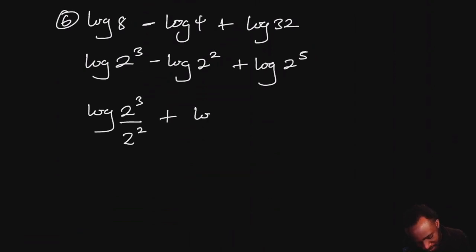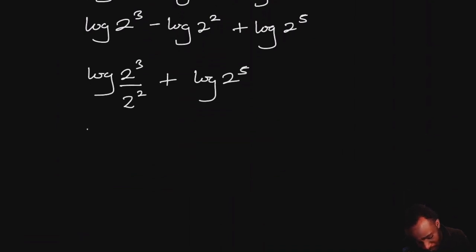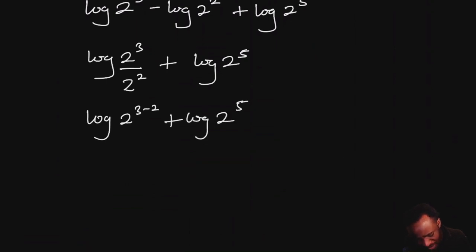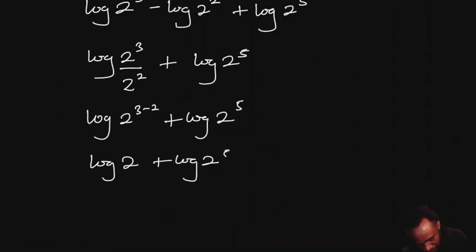I'm going to rewrite this as 2 raised to the power 5. So we're going to use the laws of indices to further simplify this like we did in questions 4 and 5. We're going to have over here 2 raised to the power 3 minus 2 plus log 2 raised to the power 5. You can write the answer straight away, but I just wanted to show the process over here. So we're going to have 2 raised to the power log 2 plus log 2 raised to the power 5.